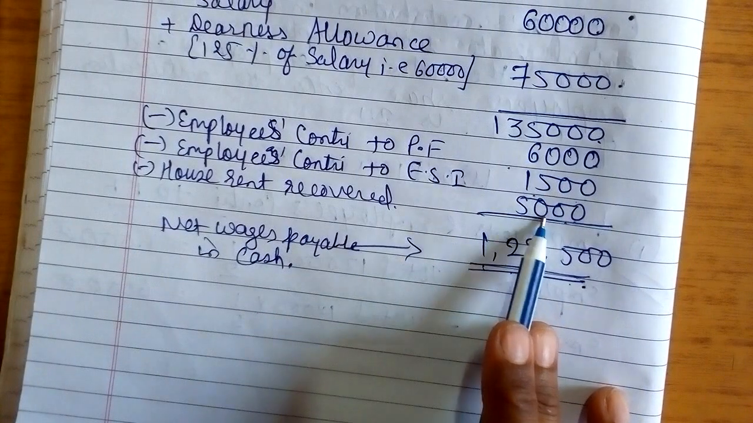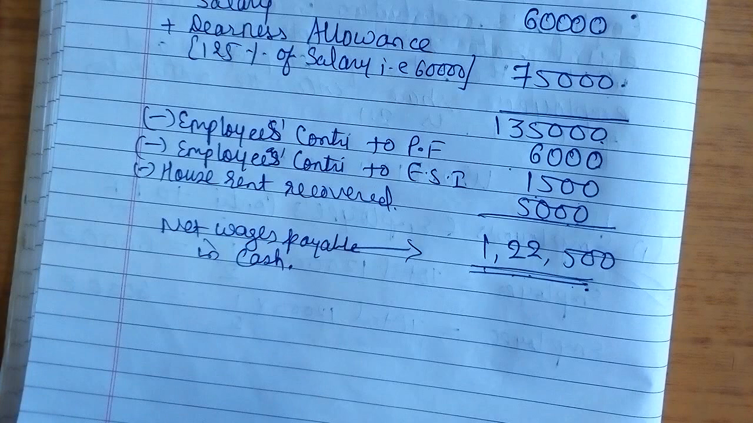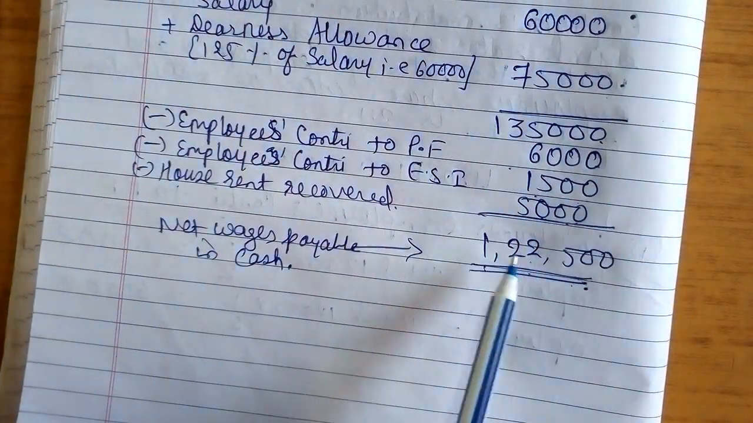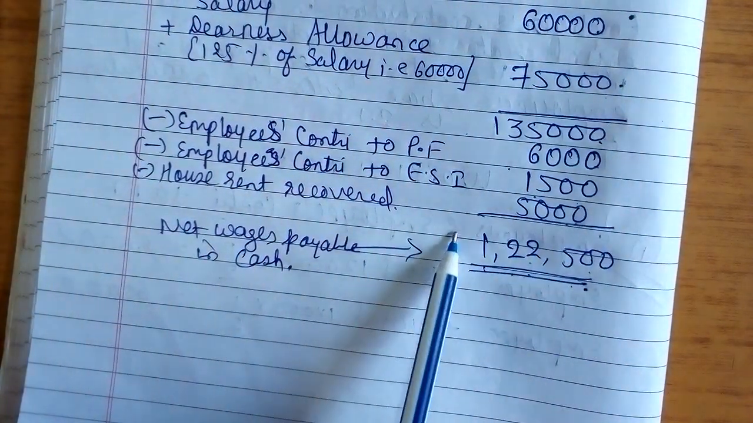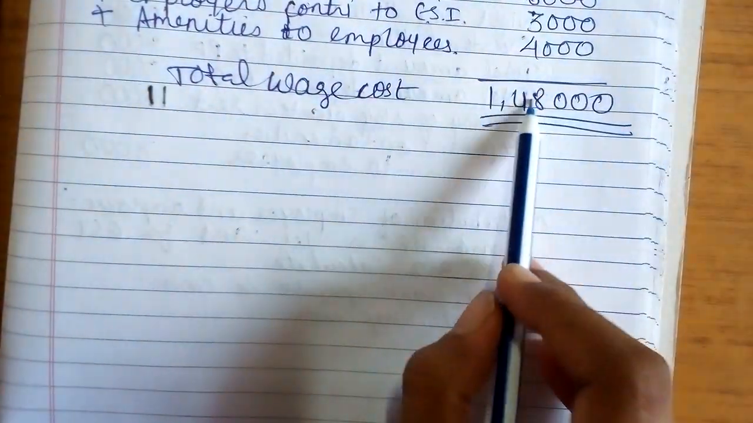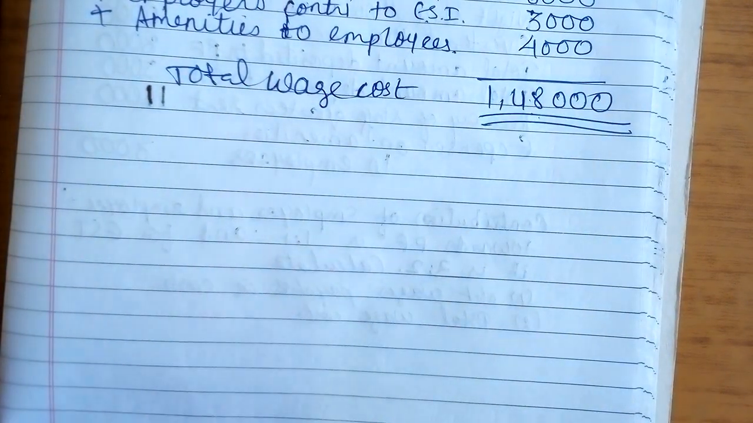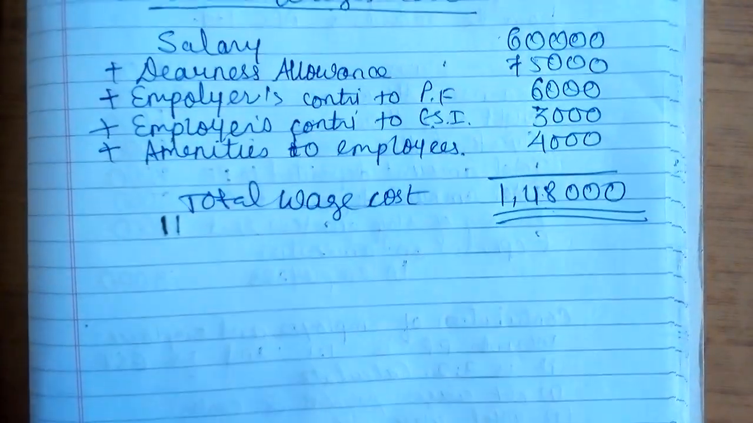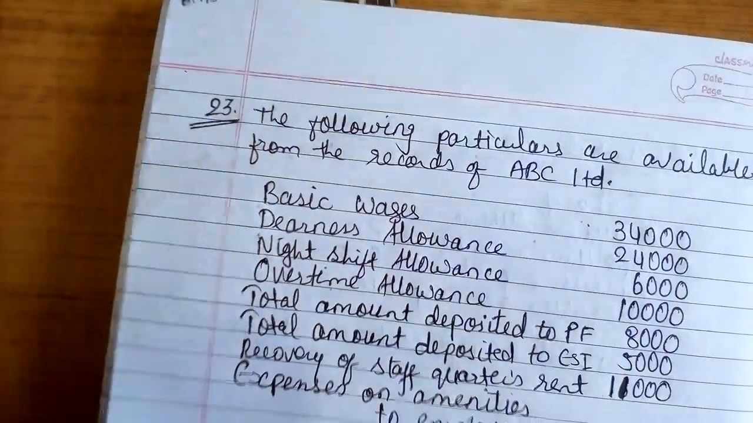1,22,500, because there are certain deductions which have to be borne by the employees, right. So this is useful for the part of your working capital requirement, and this is important from the viewpoint of your costing or wage cost, right. I'll change the focus further and I'll show you the whole example once again afterwards, right. So this was the example in which we have discussed net wages payable and total wage cost.